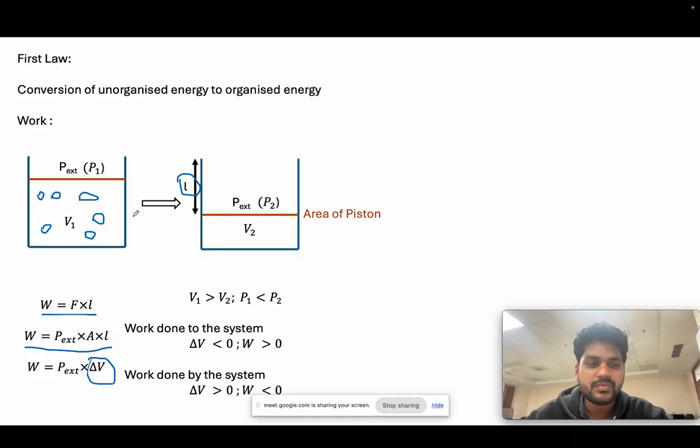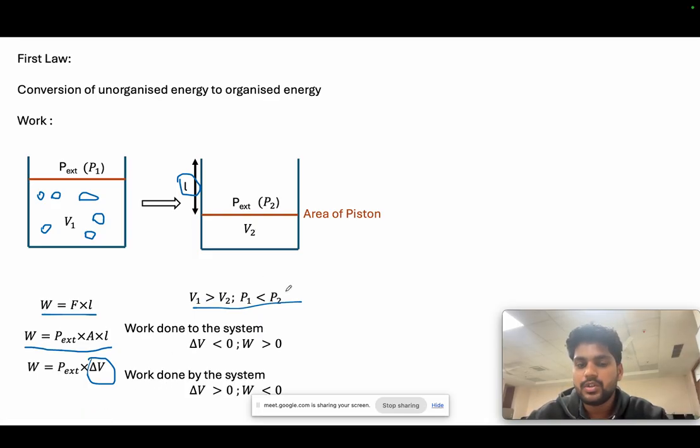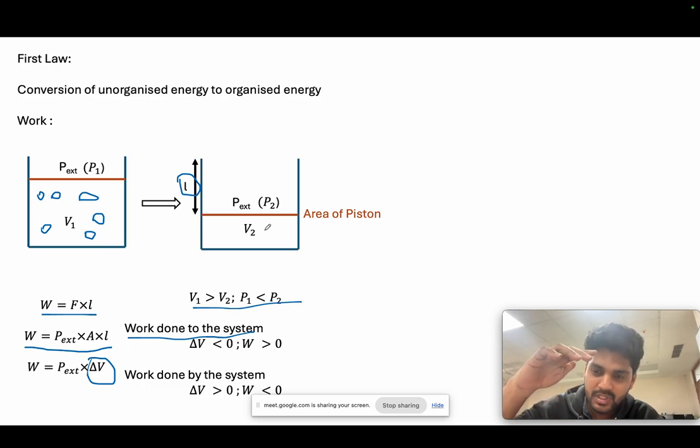Suppose this is the first case. V1 is always greater than V2, and P1 is always less than P2. Say work done to the system. What I mean by work done to the system is that externally you are applying some work on the system. So work done to the system means you are converting from V1 to V2, and you are applying some pressure.